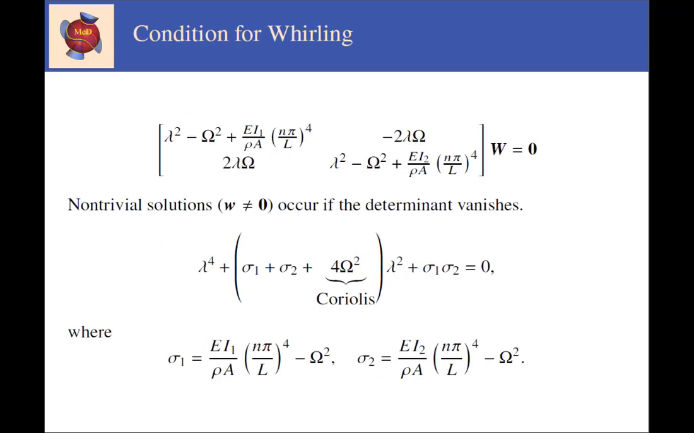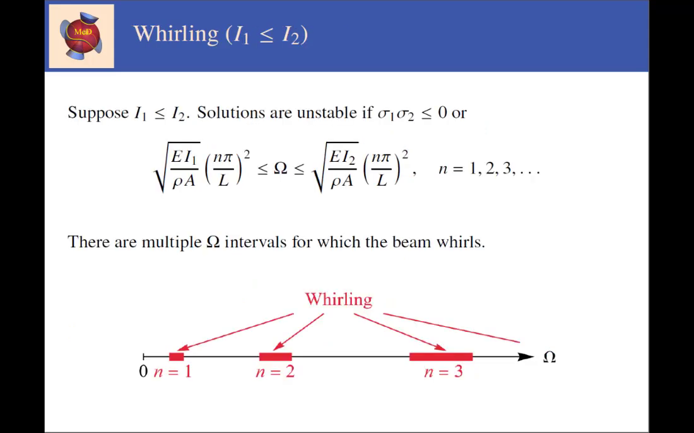Plugging the assumed form for the solution into the governing equations gives the matrix equation at the top of the slide. We find whirling if the determinant vanishes, which gives a fourth-degree polynomial equation for the unknown constant lambda. Now, in the interest of time, I won't show every step in the calculations, but hopefully there's enough detail here for anyone who is interested to fill in the missing steps.